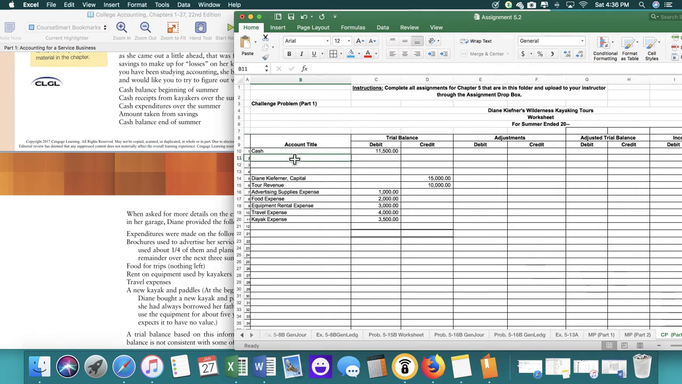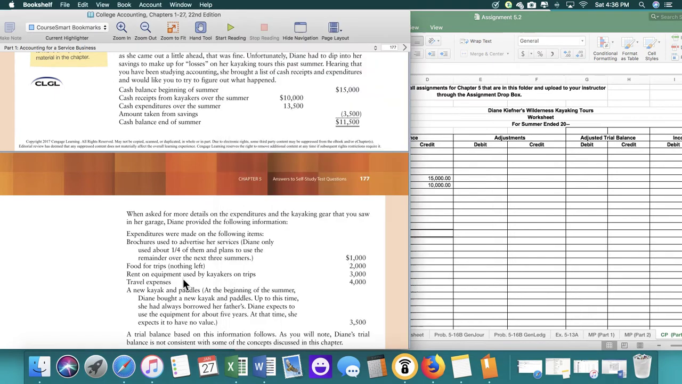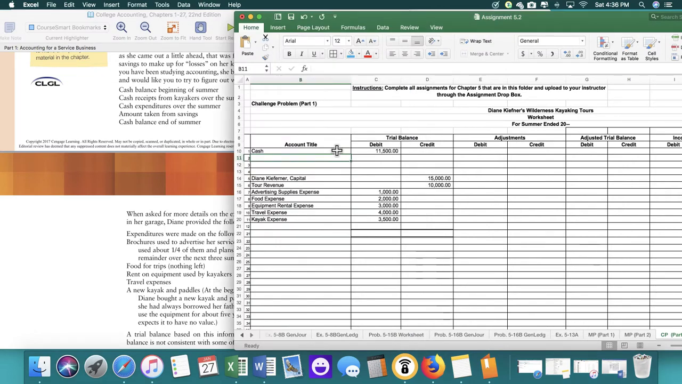So the first thing we're going to do, since we have advertising supplies expense, and the textbook tells us that only a fourth of them are going to be used this summer, the rest are going to be used later, we are going to have prepaid advertising supplies. Because we're going to have to adjust for the amount that she has not used as of yet.